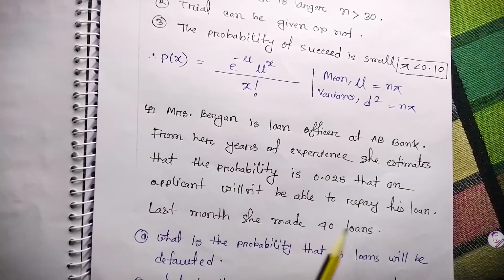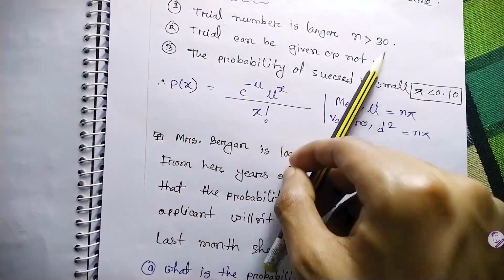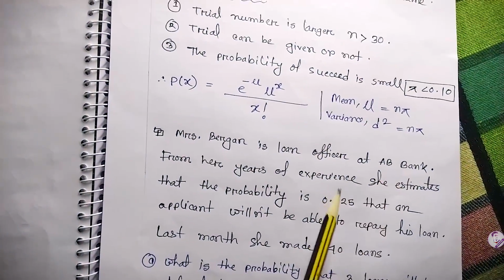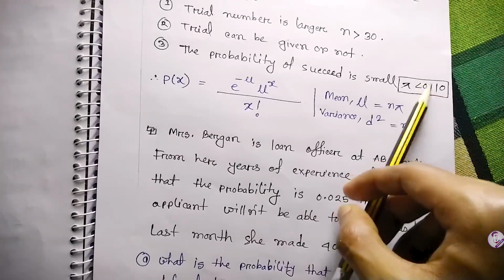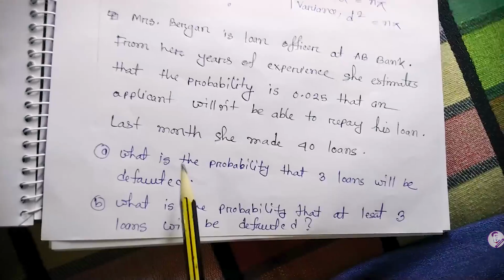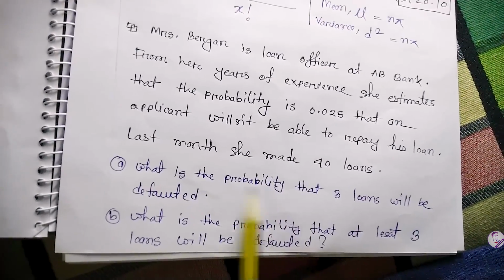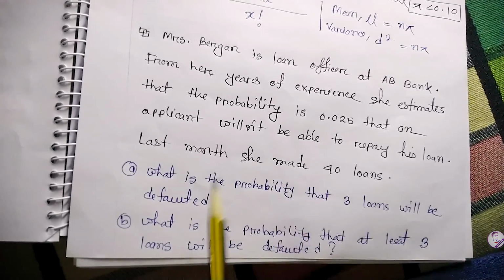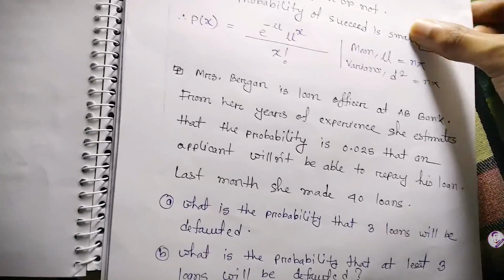Last month she made 40 loans. So the number of trials is given, which is 40, which is greater than 30. So these two conditions are satisfied: it is greater than 30 and the probability of success, 0.025, is smaller than 0.10. Then you can use the Poisson distribution. Our question is, what is the probability that 3 loans will be defaulted? Out of 40, how many, given 3 loans would be defaulted, and what is the probability of that? So let's see how we can solve this.